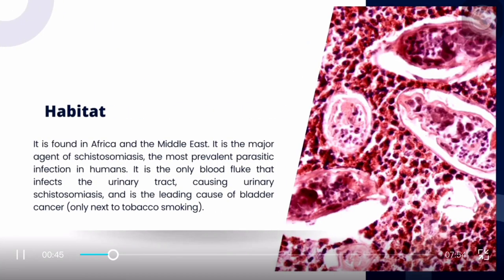Next is the habitat. So, it is found in Africa and the Middle East. It is the major agent in schistosomiasis, the most prevalent parasitic infection in humans. It is the only blood fluke that infects the urinary tract, causing urinary schistosomiasis, and is a leading cause of bladder cancer.